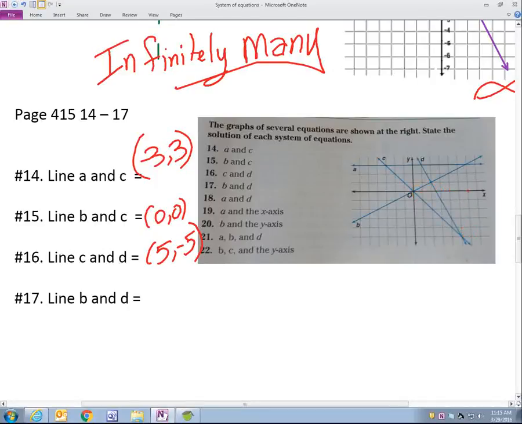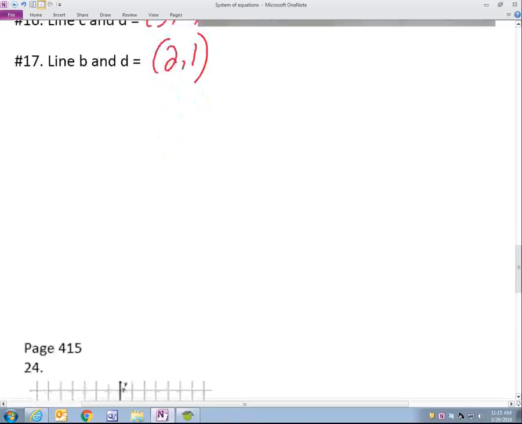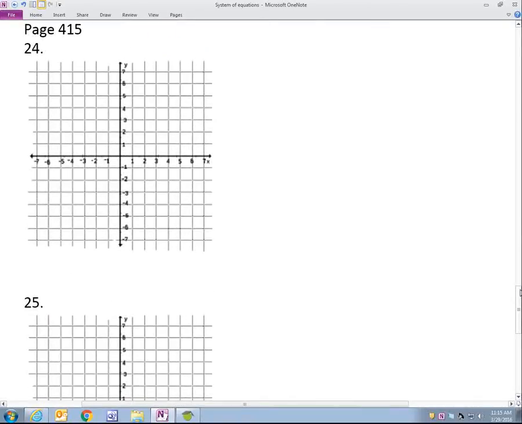And finally, B and D. Yep, that's the first half of your homework. Actually, over half your homework is just like that. So for page 215, and 415 as well.